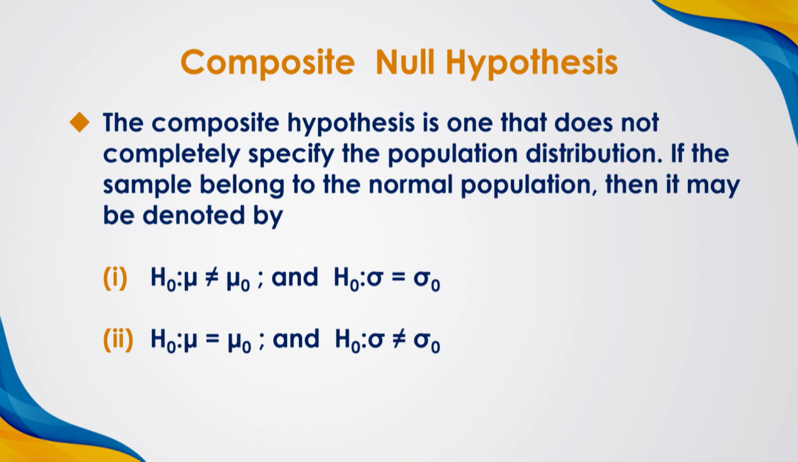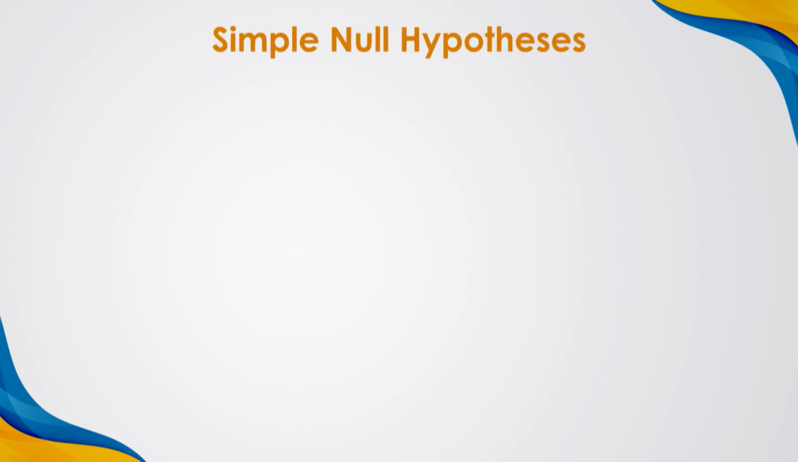Coming to the second case also, the first one is clear, the second one is ambiguous. Therefore, you call it a composite null hypothesis. Coming to the third statement, mu is not equal to mu naught and sigma is not equal to sigma naught, complete ambiguity is there. Therefore, you call it a composite null hypothesis.